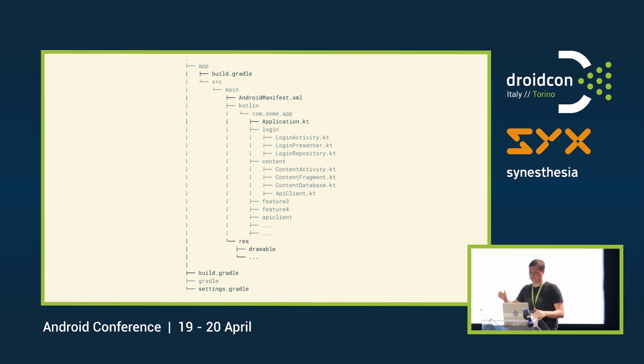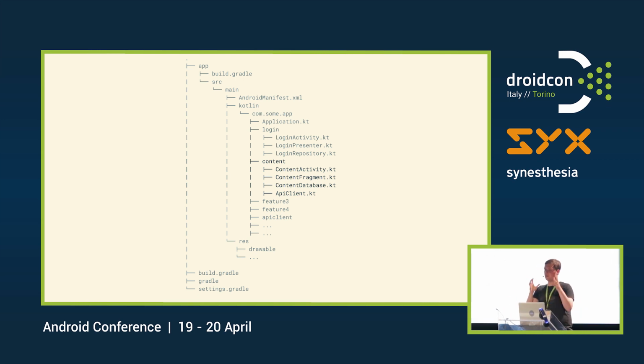We have an application class and all that. And we have a couple of features in here that are already nicely packaged by feature. We have a login feature, and we might have a content feature. So the app is basically just a login screen, and you go to and see some content. It's just really easy for the sake of example.